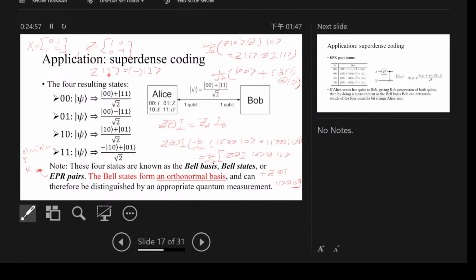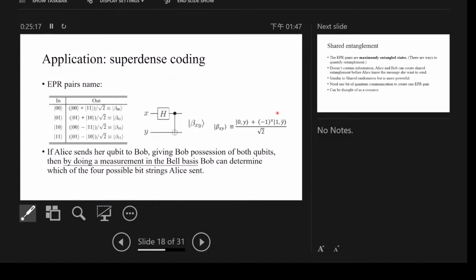Now the protocol is very simple. Alice does something on her 1 qubit, and we say the protocol can send 1 qubit from Alice to Bob. What Alice will do is just send this qubit, which is entangled with Bob's qubit, to Bob. So Alice just sends her qubit to Bob. This is the sending qubit part.